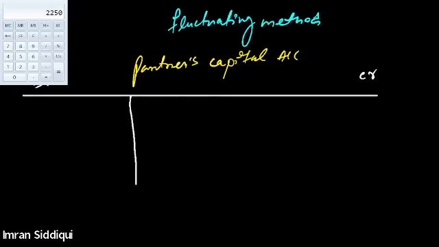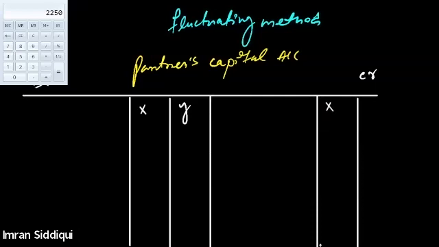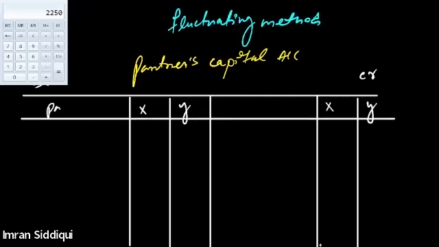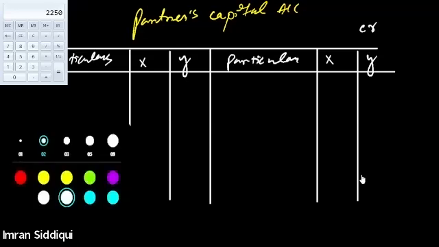Let's suppose we have two partners, X and Y. So we will make a column for X and for Y to record the respective values. In this account, we record all the transactions that affect the capital balance of the partner. First of all, we'll start with the opening capital balance of both the partners.